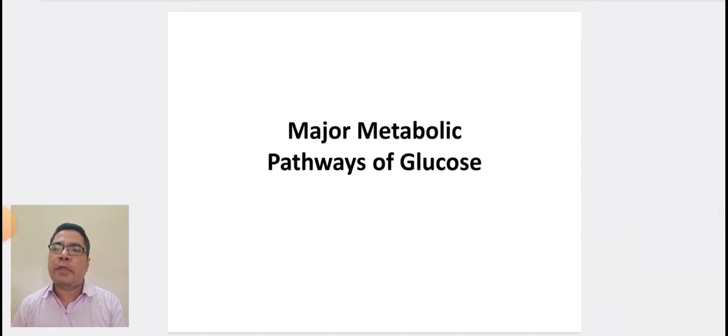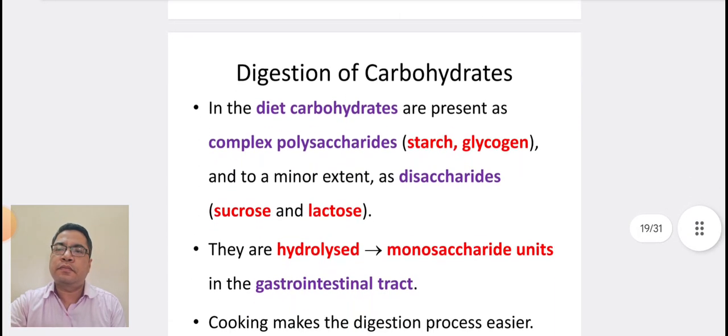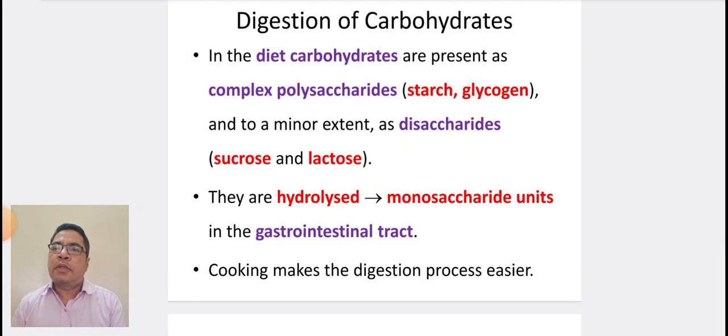Coming to the next topic, major metabolic pathways of glucose. The digestion of carbohydrates. In the diet, carbohydrates are present as complex polysaccharides like starch and glycogen, and to a minor extent as disaccharides, sucrose and lactose. They are hydrolyzed into monosaccharide units in the gastrointestinal tract. Cooking makes the digestion process easier.